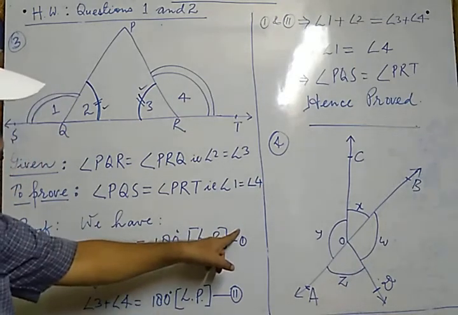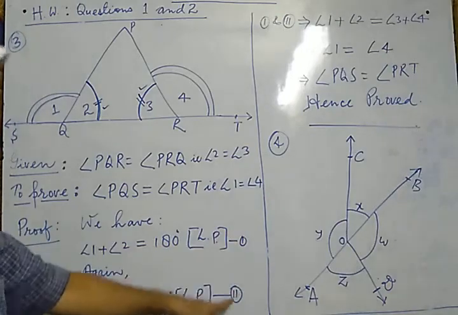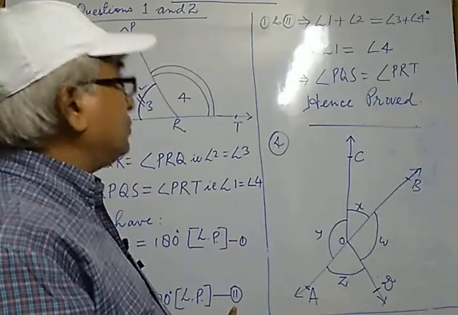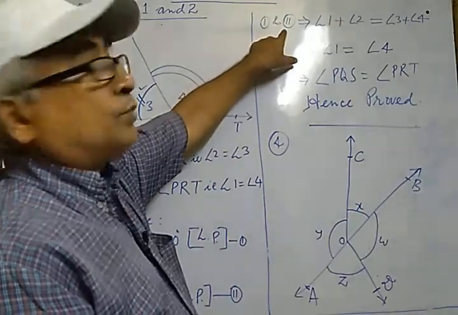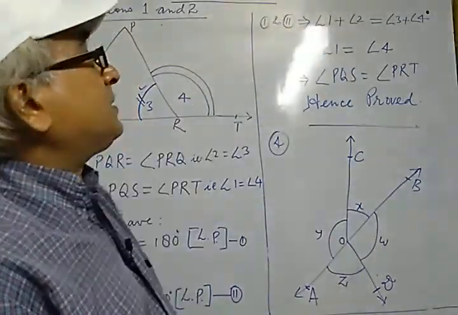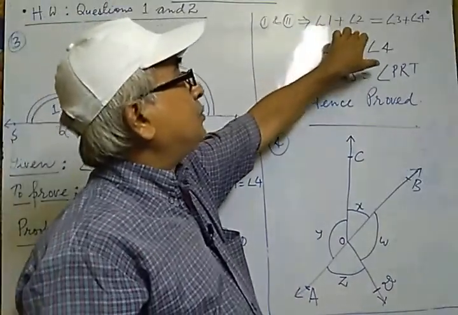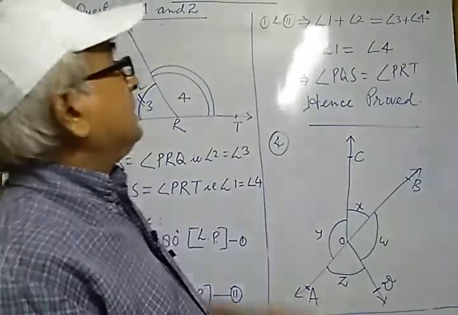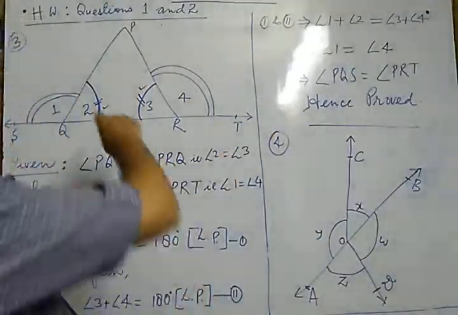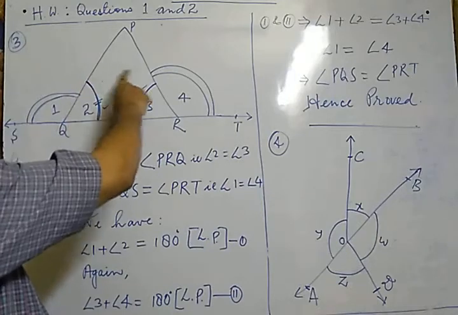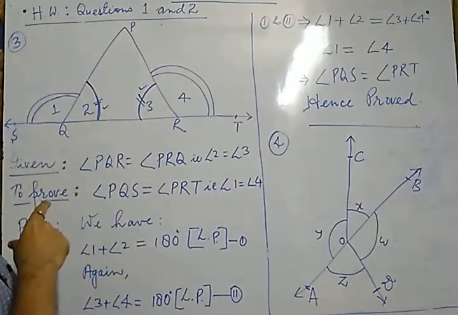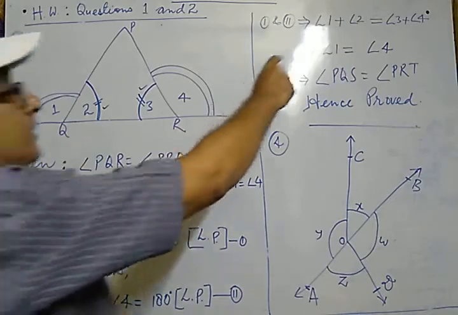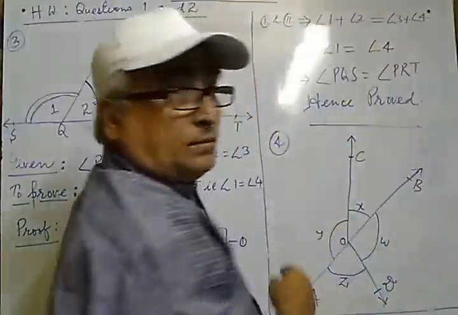Now we are comparing here angle 1 and angle 2, so equation 1 and equation number 2. Here equation number 1 and 2 both are compared. This implies what? Angle 1 plus angle 2 equals angle 3 plus angle 4. Now we may observe the condition here: angle 2 equals angle 3. We have already seen this because it is already given. So angle 2 and angle 3 both are equal.